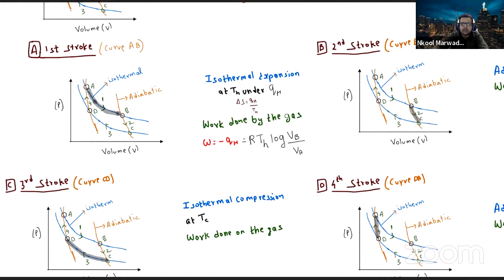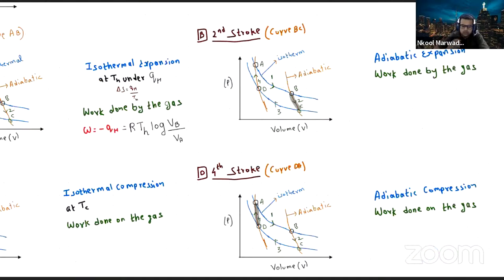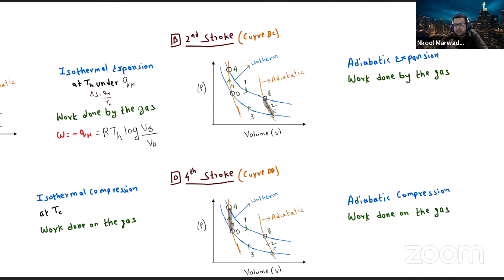Now similarly, we will mathematically analyze the second stroke. In the second stroke, we have seen that the curve is BC and an adiabatic process will be there. Adiabatic means no heat transfer will be there. Expansion is taking place because volume is increasing, and whenever expansion is taking place, work is done by the gas. Now this work done is what we will calculate mathematically.